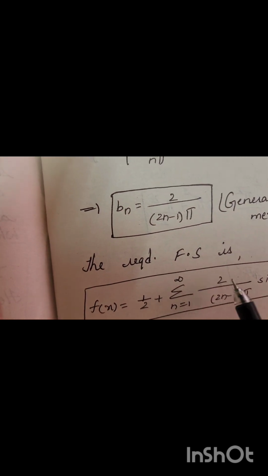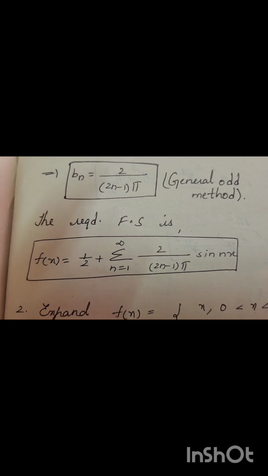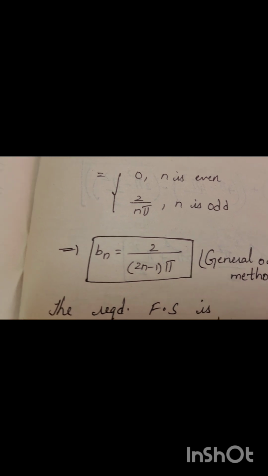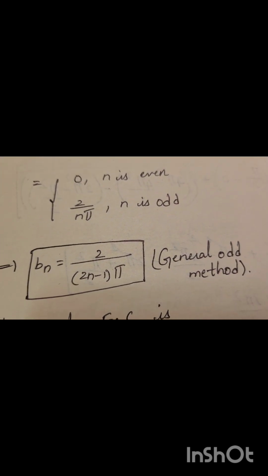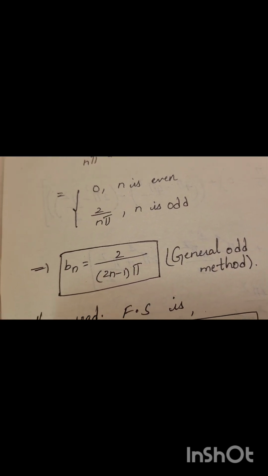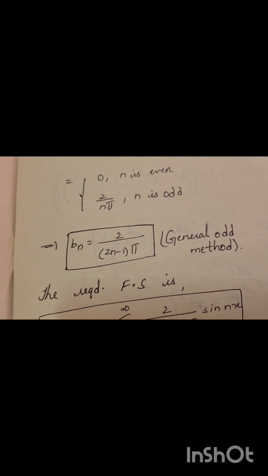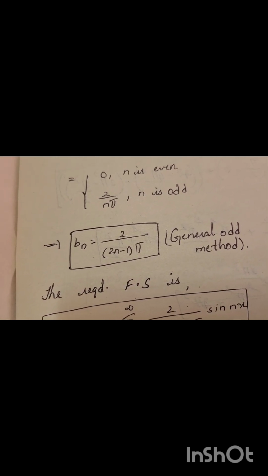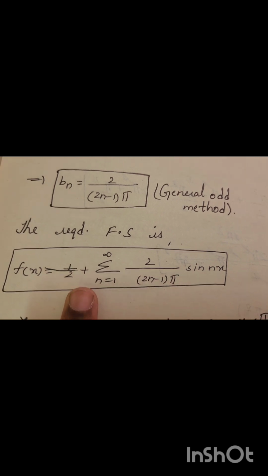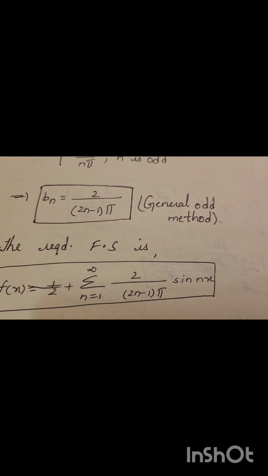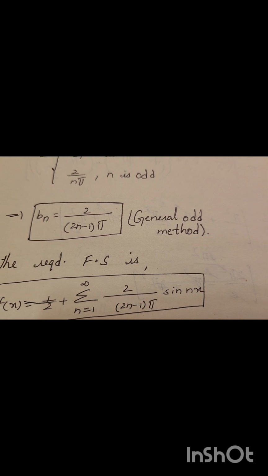So the required Fourier series is: a naught is 1, an is 0, and bn is 2 by (2n minus 1) pi. So f of x is equal to a naught by 2, a naught is 1, so 1 by 2 plus sigma n equal to 1 to infinity 2 by (2n minus 1) pi sin nx.